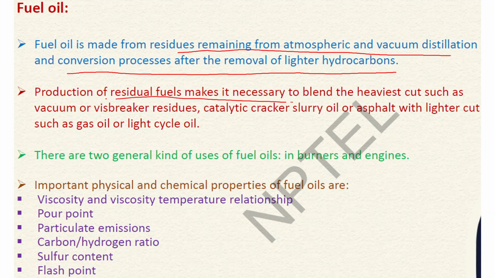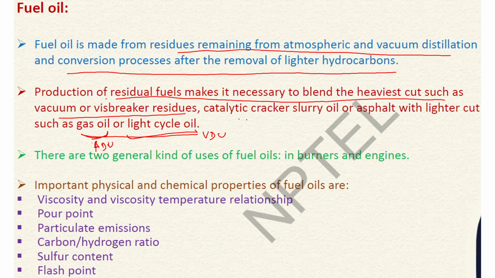Production of residual fuel makes it necessary to blend the heavier cuts. This fuel oil is the residual fuel which is very heavy. It is the heaviest cut from the vacuum distillation unit or visbreaker residue. So sometimes some lighter cuts are blended along with it to improve its quality. These light ends are the gas oil or light cycle oil. This gas oil is the last second cut from the atmospheric distillation unit, and the light cycle oil is the side cut from the vacuum distillation unit.